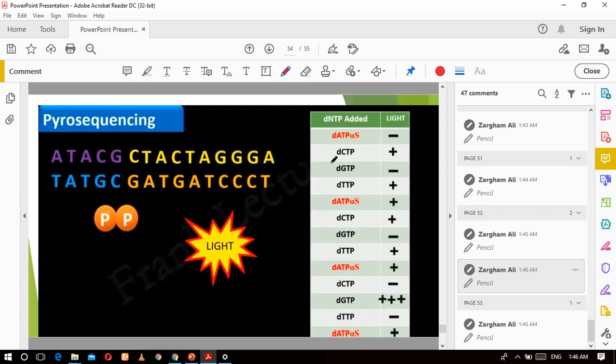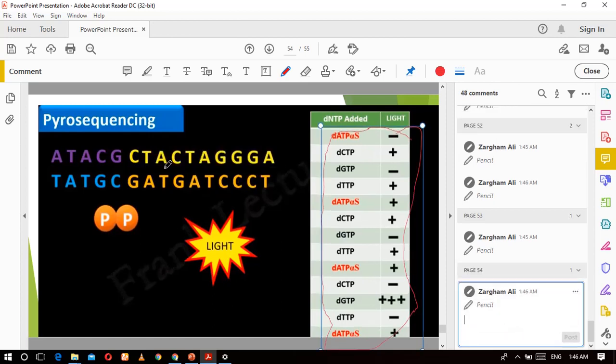The same thing continues. This is the output of what we have there. G can't pair with A, so we have a negative. G pairs with C, we have a positive. A can't pair with G, so we have a negative. A pairs with T, so we have a positive, and the same thing continues.